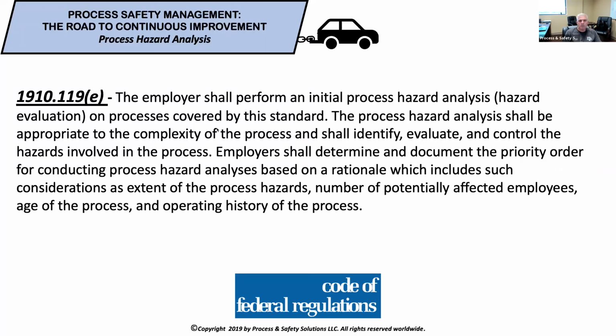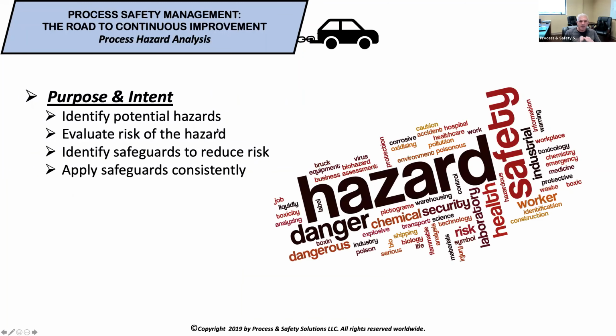So really the purpose and intent of the PHA is to identify potential hazards, identify or evaluate the risk of those hazards, and then identify those safeguards, or those entities that are put in place, to reduce or mitigate the risk that was identified in your analysis. And then it's to apply safeguards consistently, and that's really the intent of the PHA element within PSM.